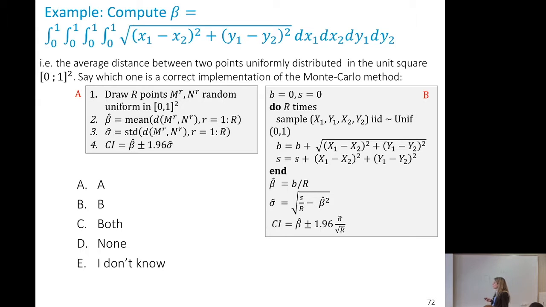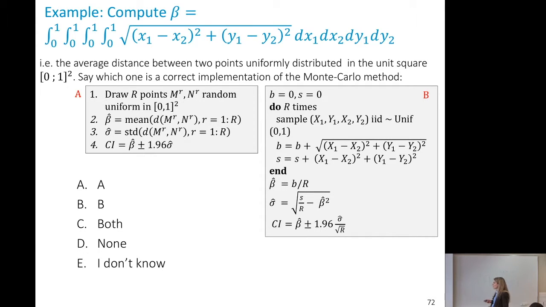Now the second algorithm, B, does the same thing as A up to here. So it computes the same estimate of beta and the same estimate of the standard deviation, but simply doesn't use the functions of the tool, let's say the functions mean and standard deviation, but does it manually somehow. Okay, so it sums up the distances for each sample, and then takes the mean of these, and also computes the standard deviation. But it uses the correct formula for the confidence interval of the mean.